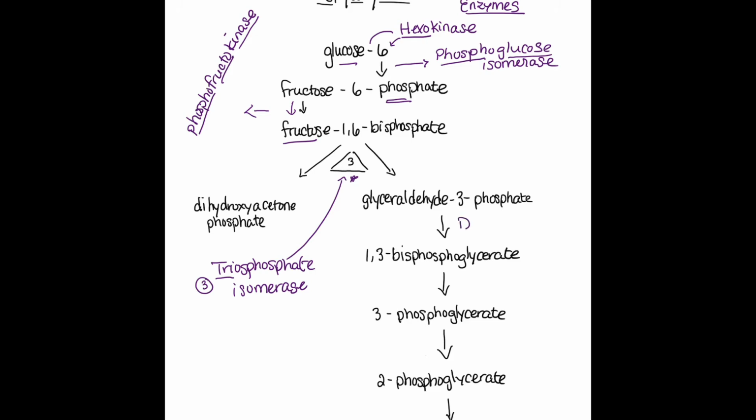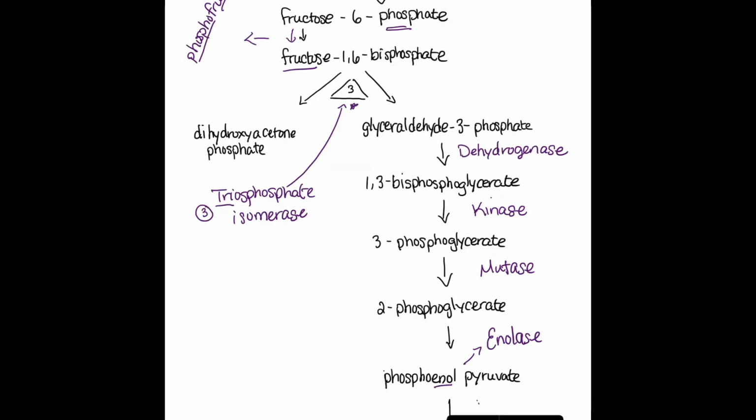Now from glyceraldehyde 3-phosphate to 1,3-bisphosphoglycerate, we have dehydrogenase. Now from 1,3-bisphosphoglycerate to 3-phosphoglycerate, we have kinase. From 3-phosphoglycerate to 2-phosphoglycerate, we have mutase. And then from 2-phosphoglycerate to phosphoenol pyruvate, we have enolase. From phosphoenol pyruvate to pyruvate, we have the enzyme pyruvate kinase, and our connector is pyruvate.